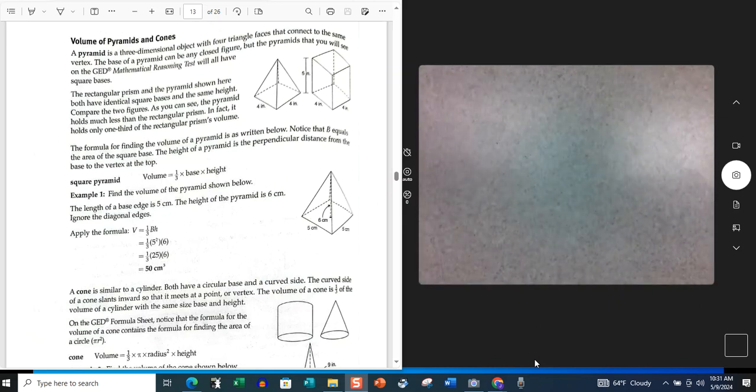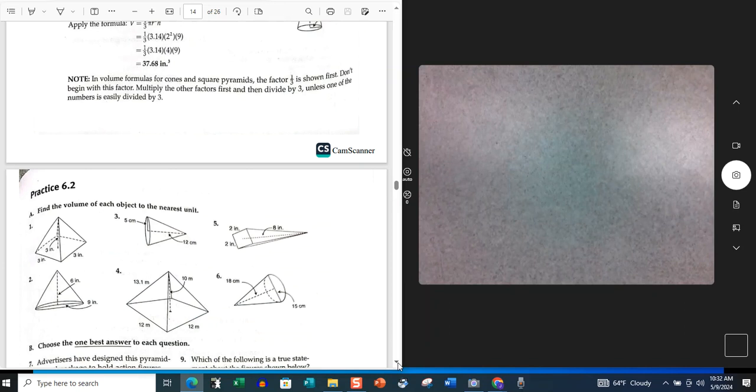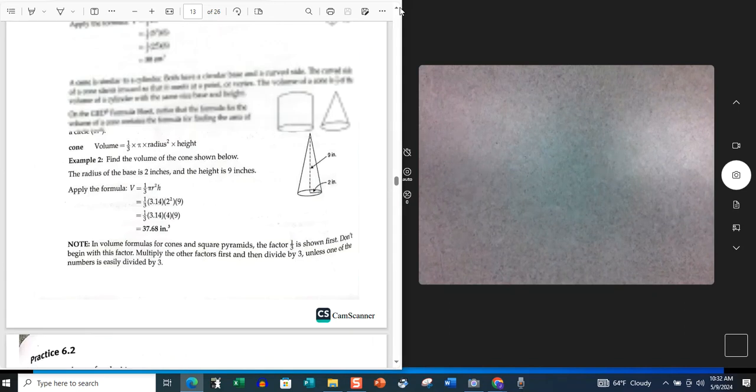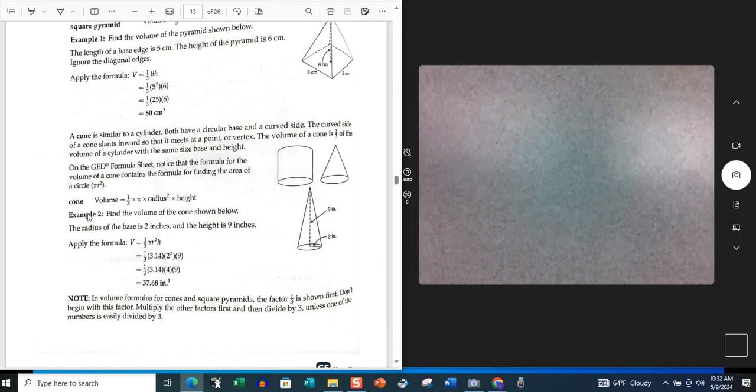Okay, so now we're going to scroll down. Let me just make sure one thing here. Yeah, we do have the volume of a cone too.